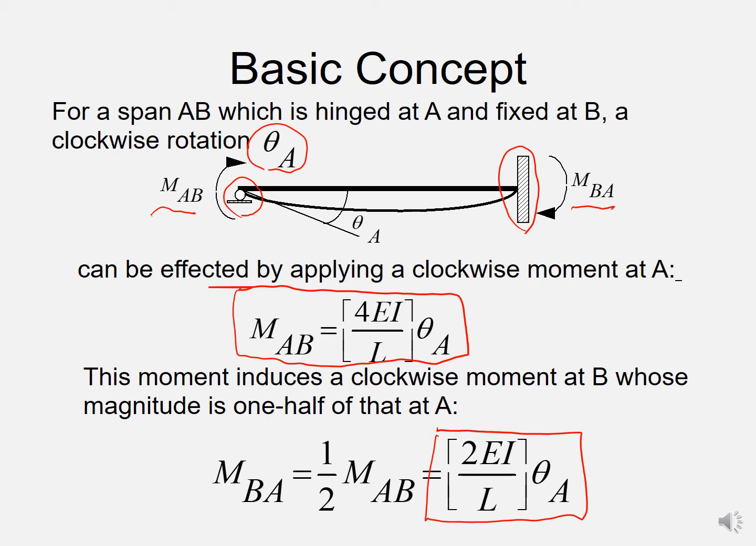It can be seen that the moment at the fixed support is 1/2 of the moment at the pin or roller support. This concept is very important in the moment distribution method.